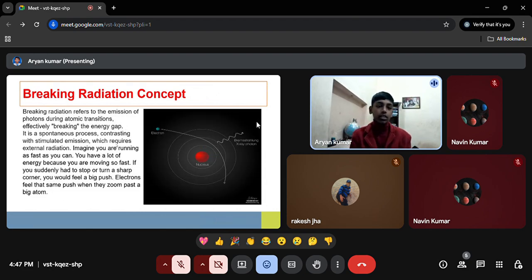Breaking radiation concept. Breaking radiation refers to the emission of photons during atomic transition, effectively breaking the energy gap. It is a spontaneous emission process, contrasting with stimulated emission, which requires external radiation.